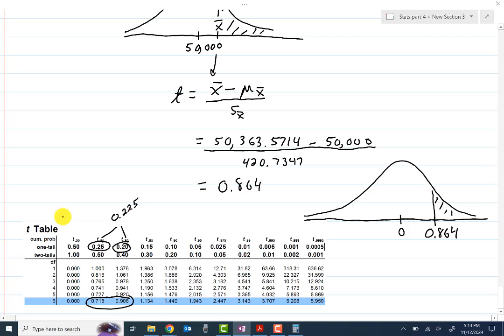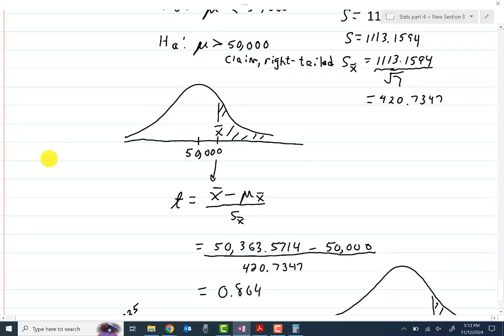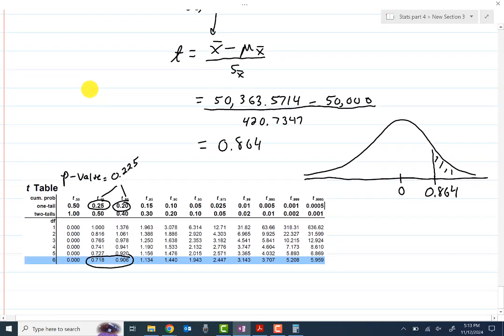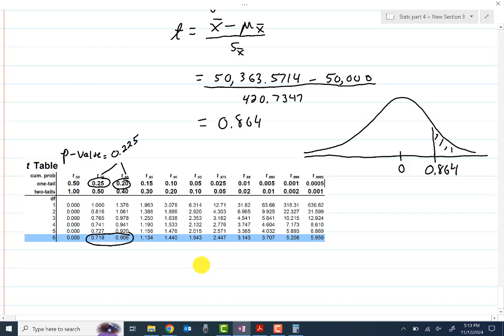Now, my p-value equals that. Alpha, on the other hand, was 0.10. And we can see that the p-value is greater than alpha. So do not reject H naught.